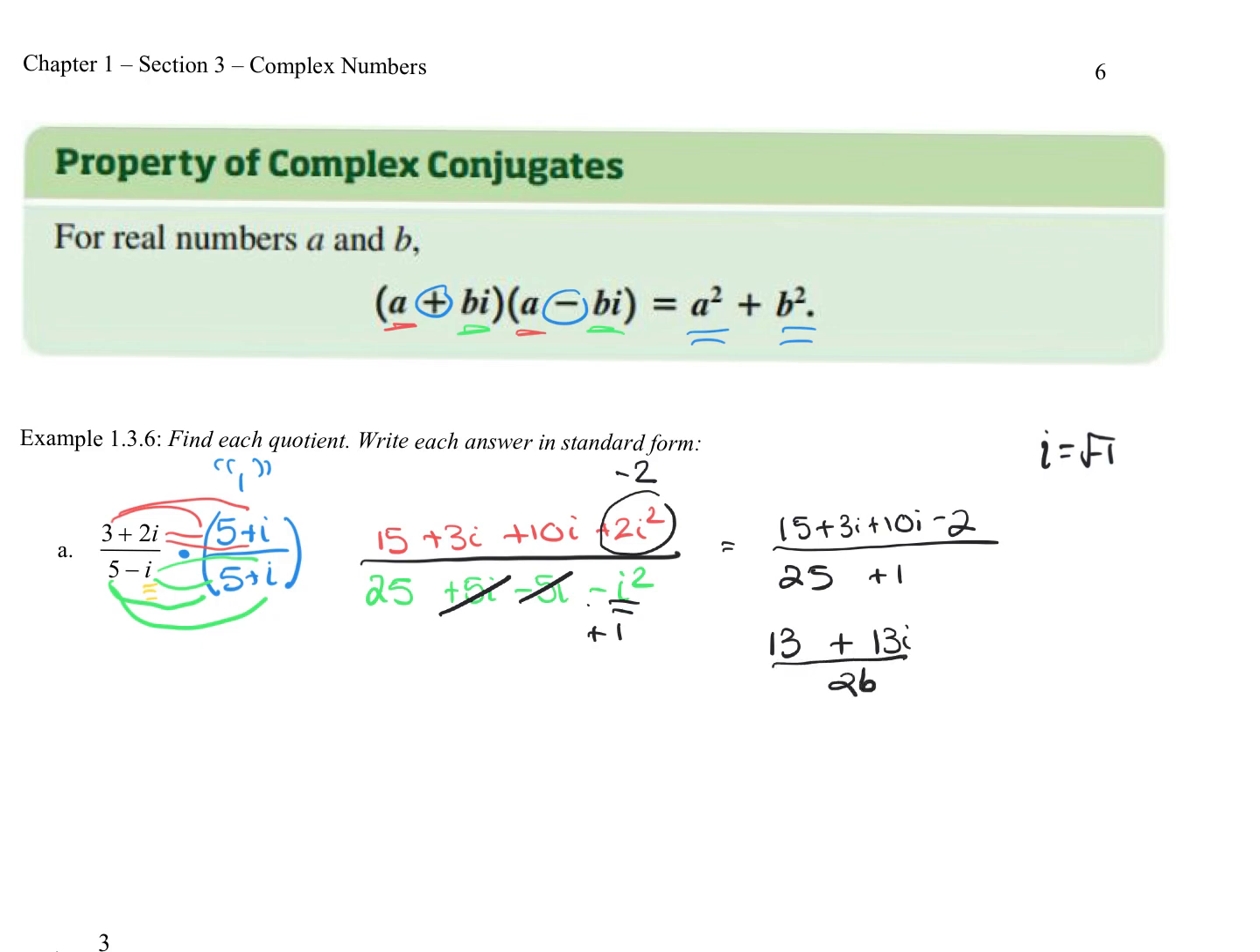And in a prior problem, we separated the fraction. So we get 13 over 26 plus 13 over 26i, which simplifies into 1/2 plus 1/2 i. And there is my final answer.